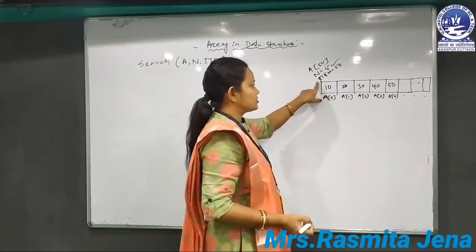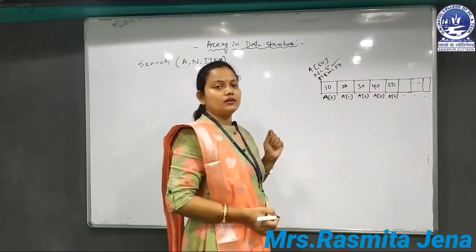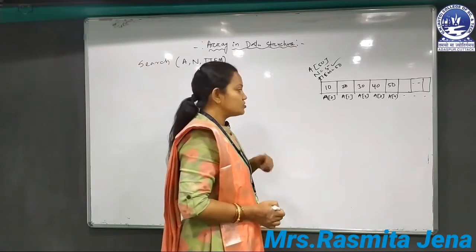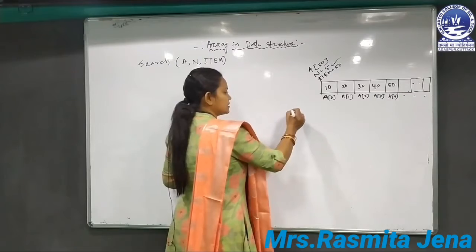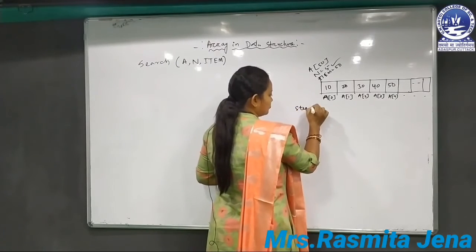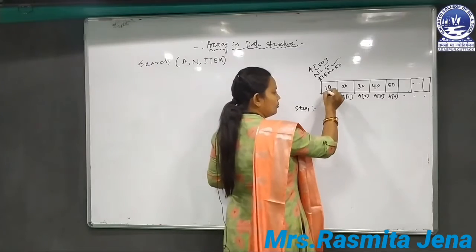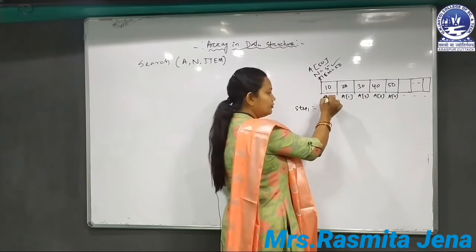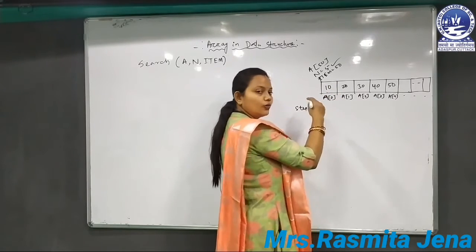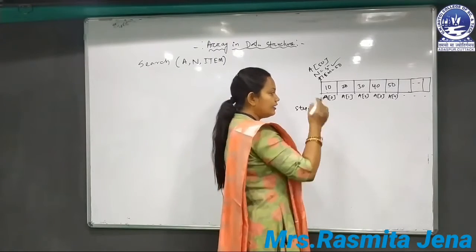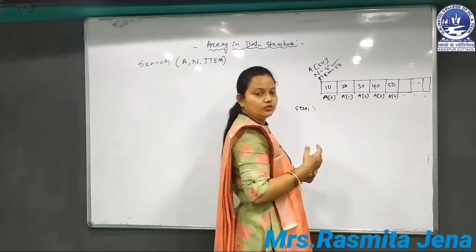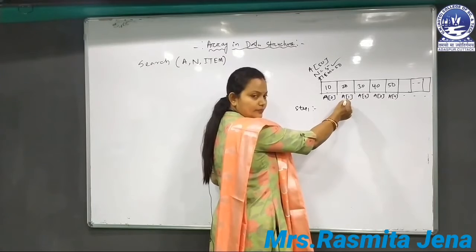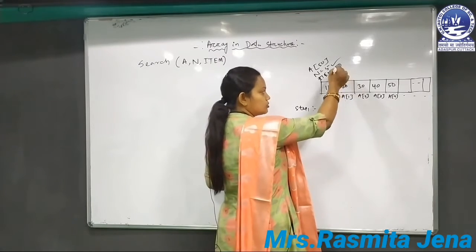And the item to be searched is 50. That means we have to search whether the item 50 is present in array A or not. So what will we do in the first iteration? The steps are: in the first iteration we will match the item with the A of 0 location data. If it matches, then we will exit from this location, and if it does not match, then we will increment the counter variable value, and in the second iteration we will check the second array location element, that is A of 1 equals item.